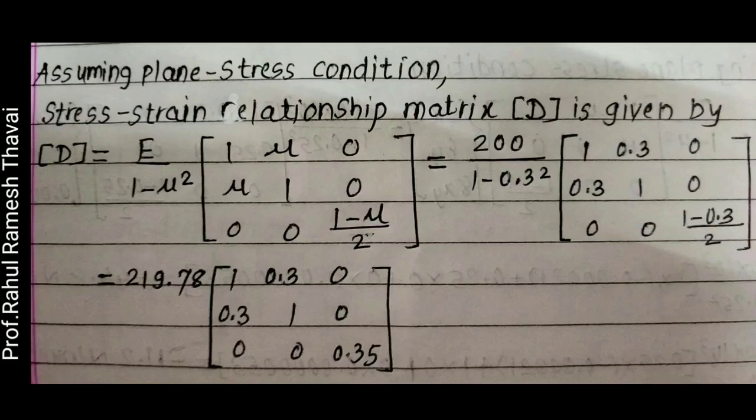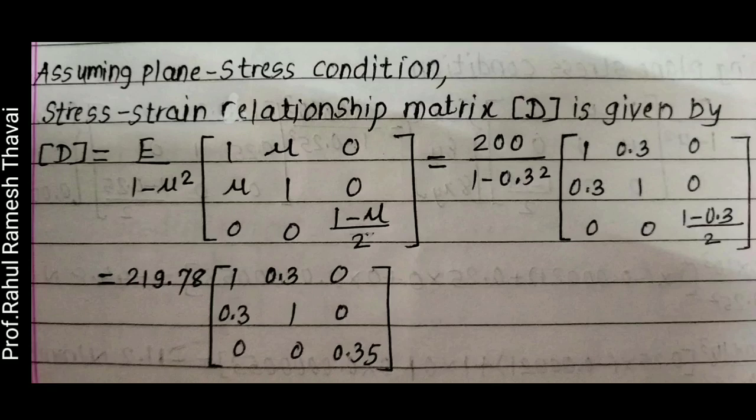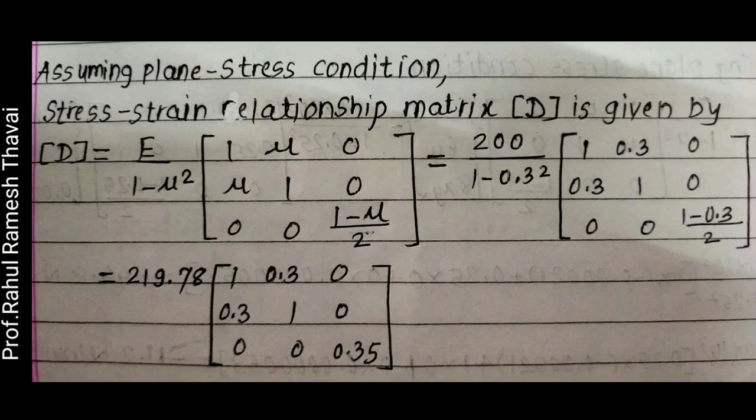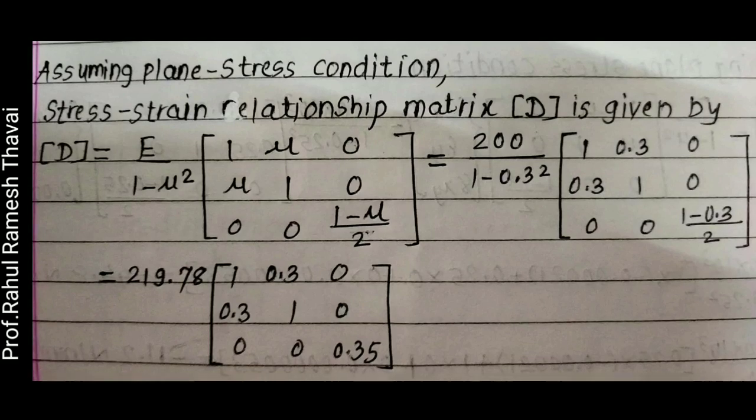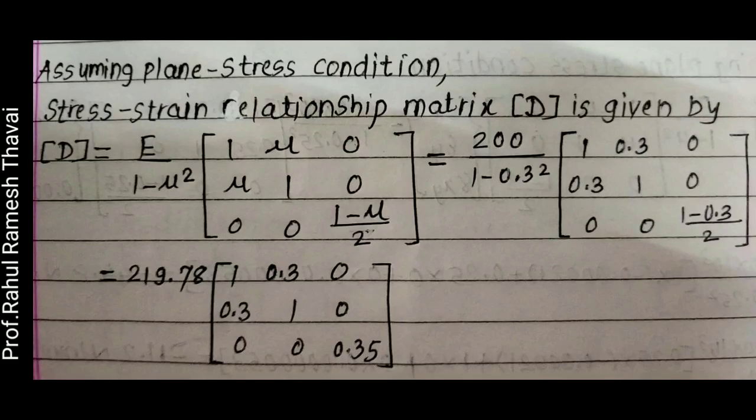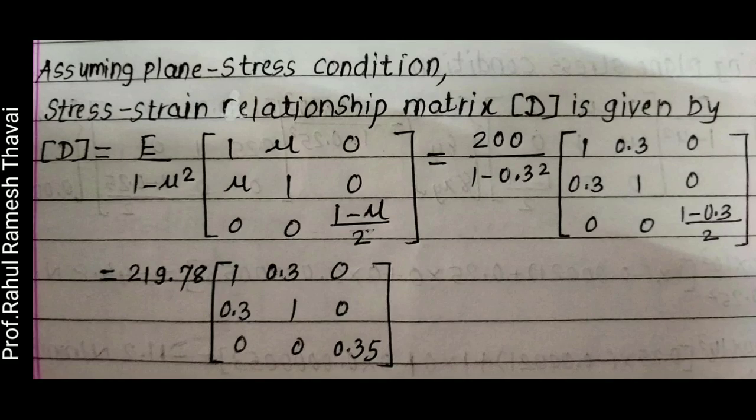Now we will calculate the stress strain relationship matrix, that is D. For calculation of the stress strain relationship matrix D, we have two conditions. First condition is called the plane stress condition and the second condition is called the plane strain condition. So in the problem it is mentioned to go for plane stress condition. In that case the matrix D is given by E divided by 1 minus mu square into the matrix [1 mu 0; mu 1 0; 0 0 (1 minus mu) by 2].